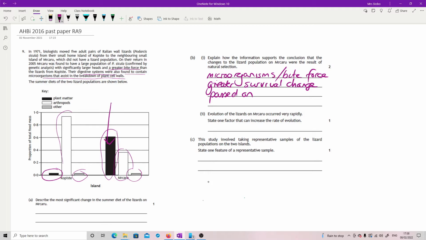Evolution of the lizards on the second island occurred very rapidly. State one factor that can increase the rate of evolution. Okay, what I'm expecting is short generation time. Because that is going to have a direct impact on how quickly you can go through your selection, your survival kind of issues, but you're also expected to know that temperature has an impact on mutation rate, and mutation rate obviously affects how much variation you produce, which will affect evolution. So either of those would be good.